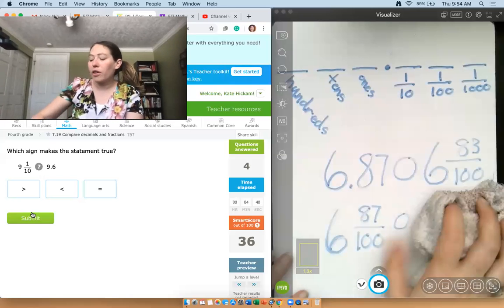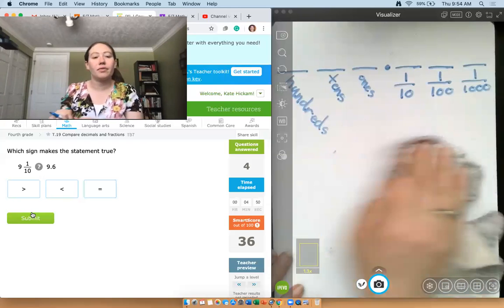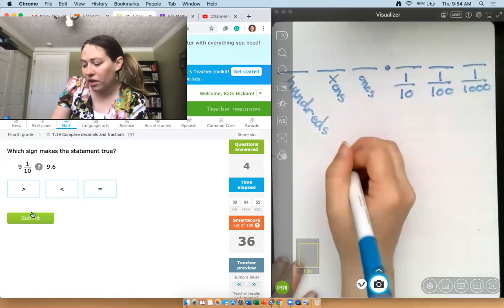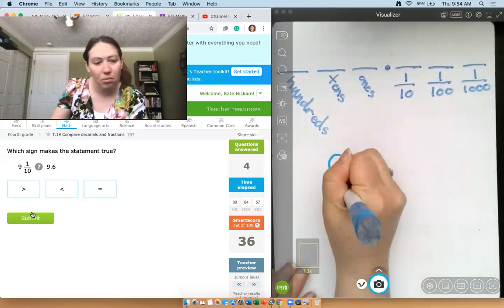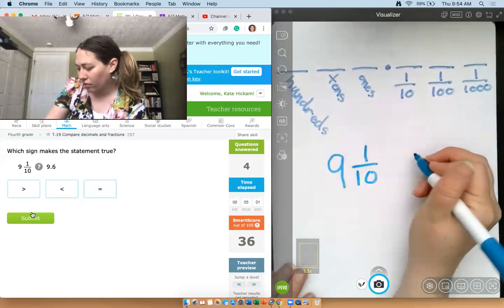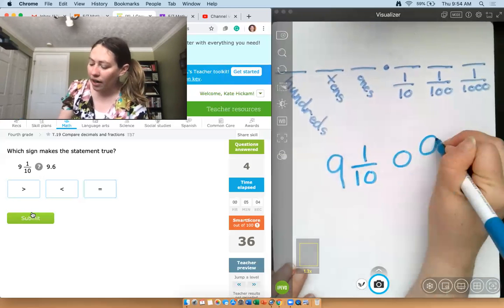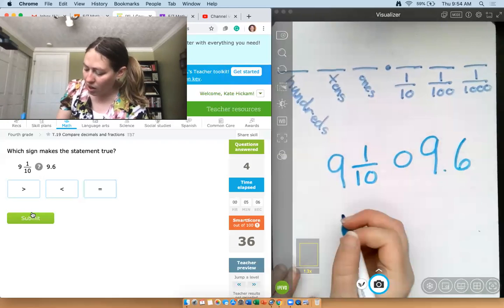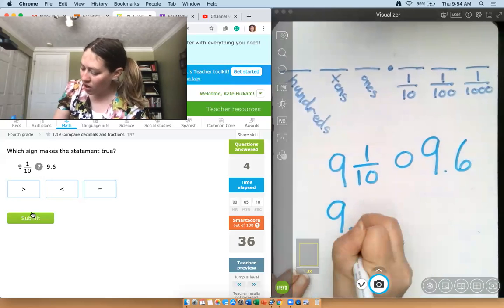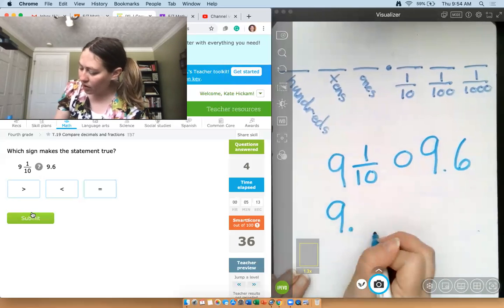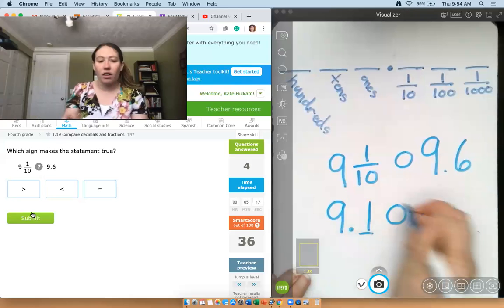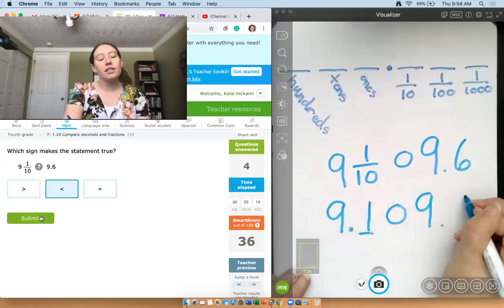Doing 2 more for y'all right now. This one, I'll convert them both to decimals because it's another mixed number one. All right, so I have 9 wholes, so 9 point, and I have 1 place value after, so 9.1 compared to 9.6. So 9.6 is bigger than 9.1.